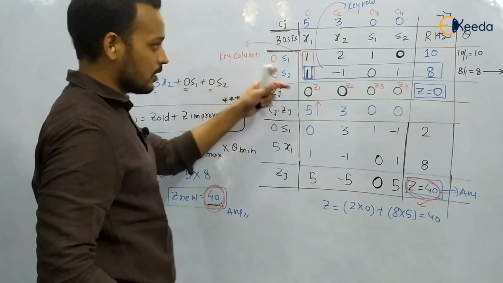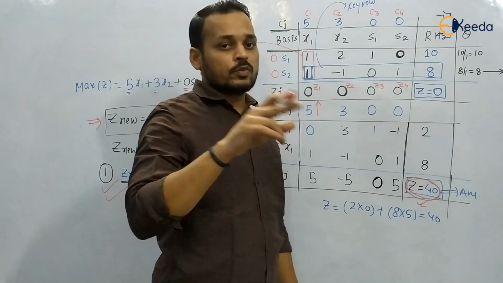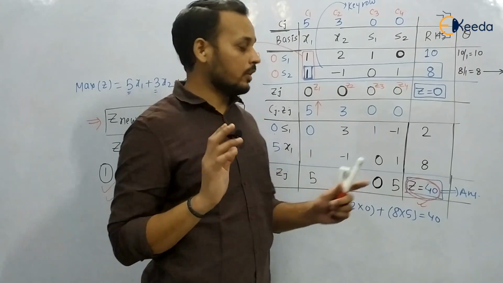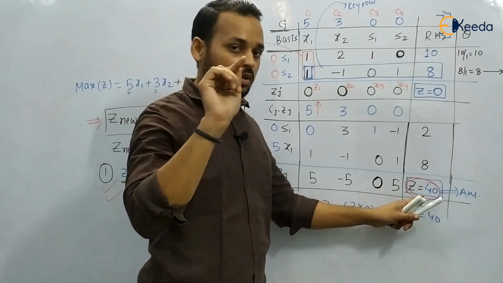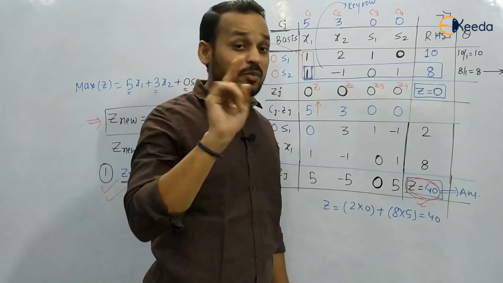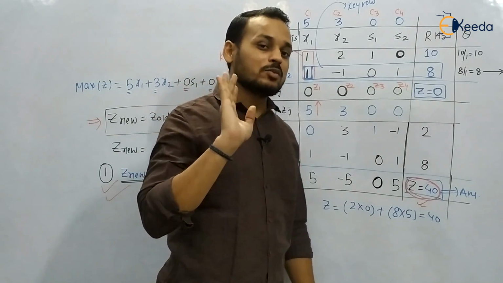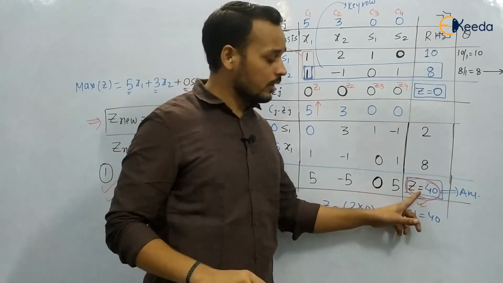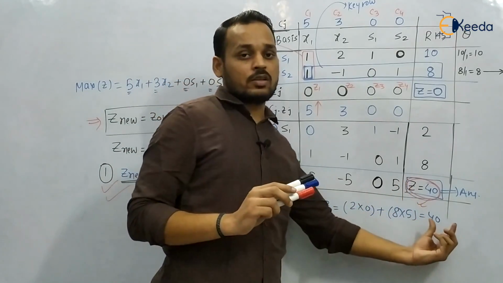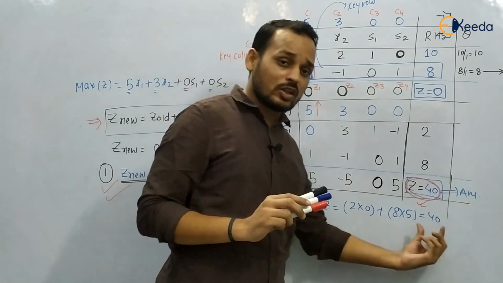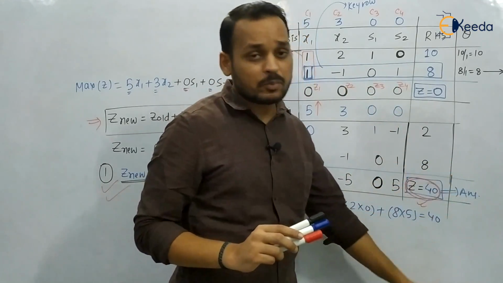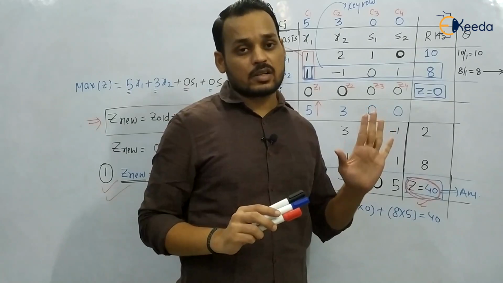You can also check the answer with the help of the graphical method because it is a two variables question, so you can plot it on the graph and check the corner points. One of the corner points is going to give you 40. It may not be the optimum, I'm just saying, because you have to check the Cj minus Zj value here. If each and every value is either 0 or negative, then it will be optimum. If it is not, then again we have to continue the iteration process.